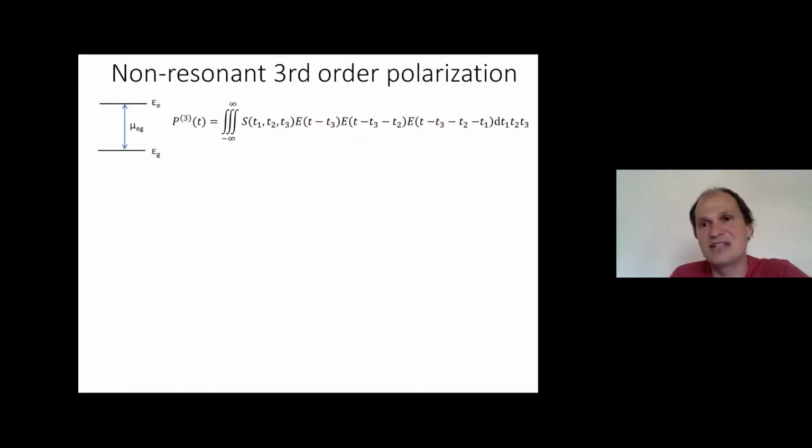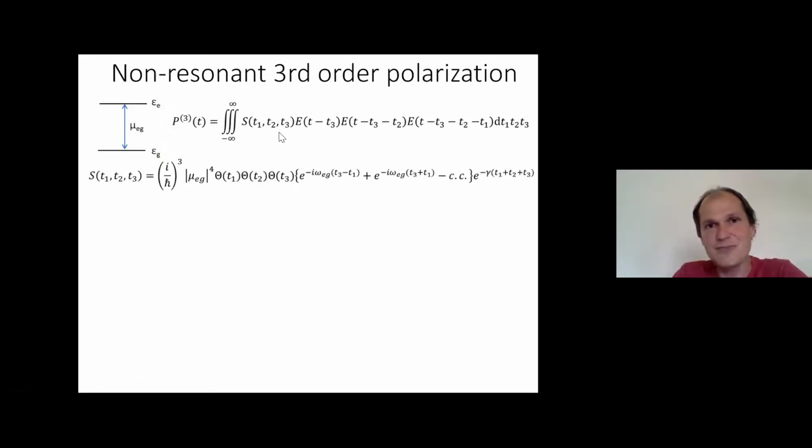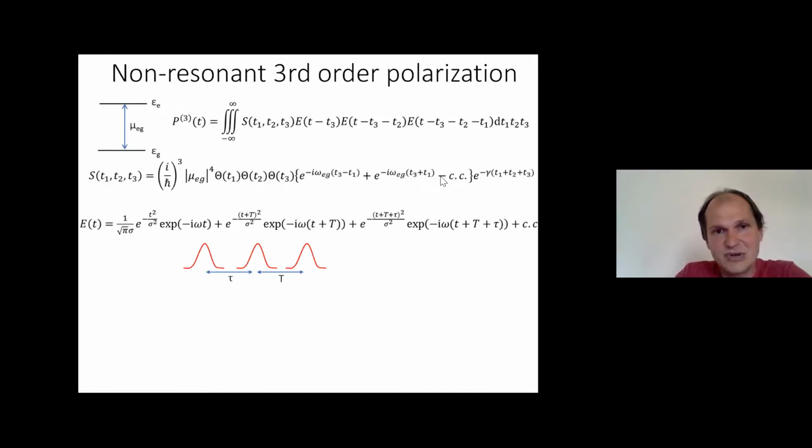Now, okay, let's go for the third order polarization in the non-resonant case. For this, we have to do basically the same thing, but we have a triple integration here. For a two-level system, the third order response function is bigger. There are four terms inside, and so on.